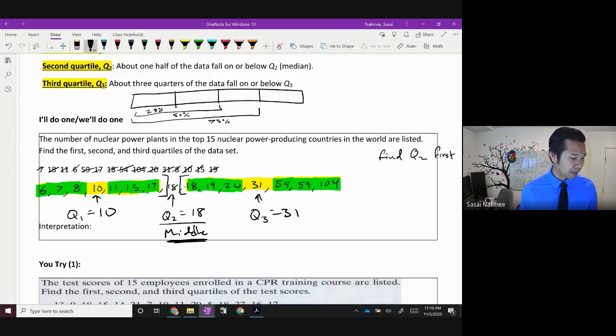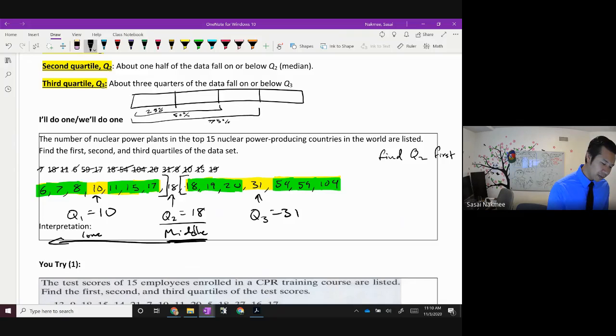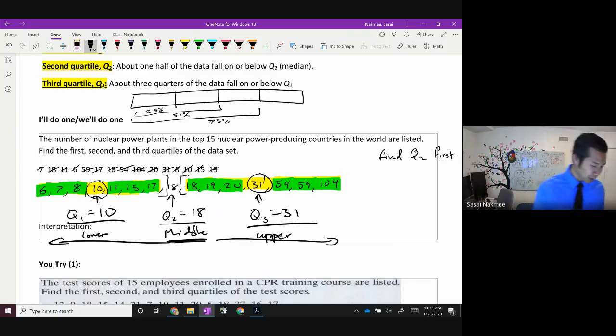Anyways, once you get the middle number, it splits your data into a lower half and an upper half. Once you have your lower half and your upper half, you find the middle number again. The middle number of your lower half is your Q1. The middle number of your upper half is your Q3. So you've got to make sure you can get that.